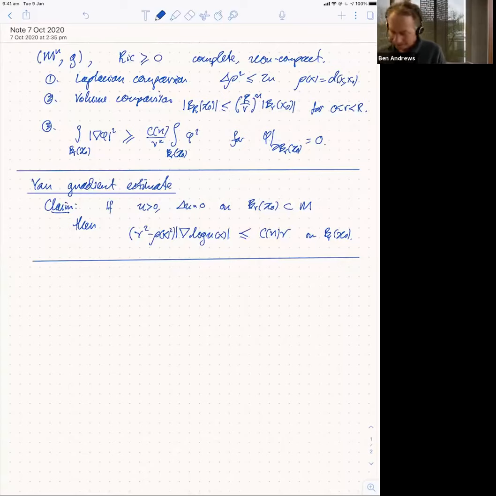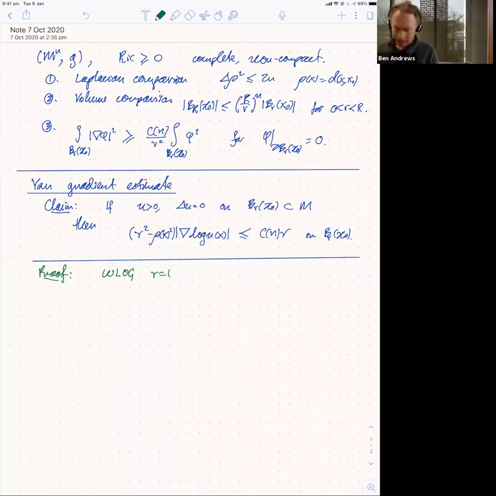Okay, so let me prove that. As I said, it's just an application of the maximum principle. Let me simplify matters by just assuming, without loss of generality, that r is 1, which you can do just by scaling the metric. If I multiply the metric by a constant, then I don't ruin the fact that the Ricci curvature is non-negative or completeness or anything like that.